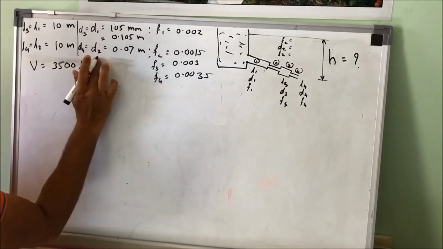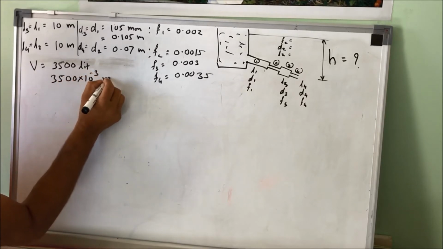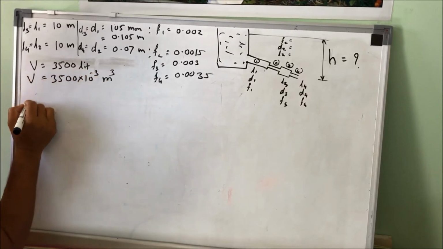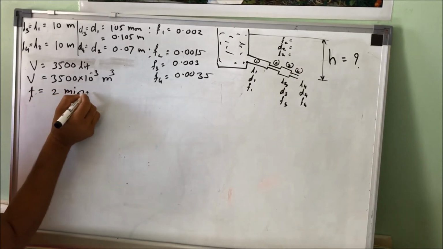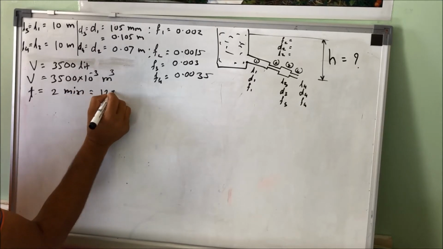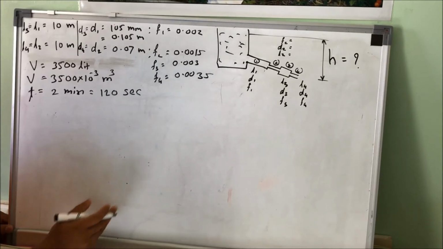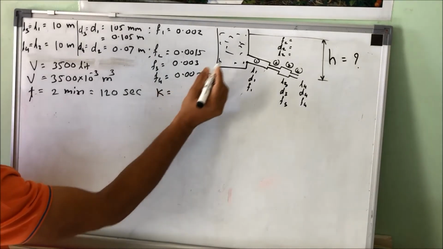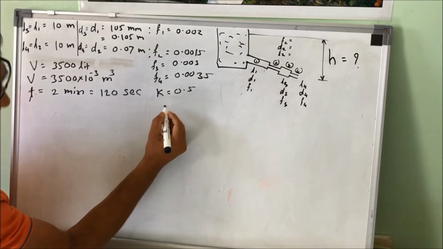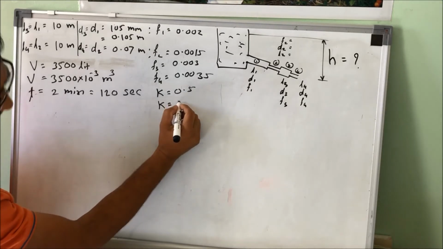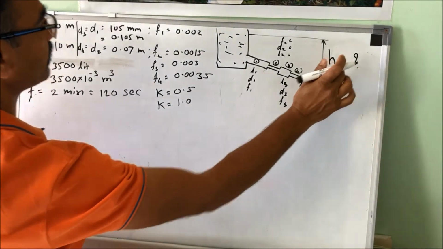The volume is given as 3500 liter, so it is nothing but 3.5 into 10 to the power minus 3 meter cube. The time is given as 2 minutes, so we need to calculate in seconds: 120 seconds. The K factor at the sudden entrance is given as 0.5. The K factor at the exit is given as 1, and it is asked to calculate H.